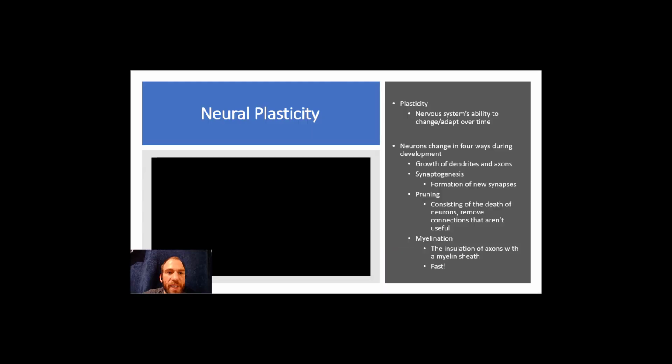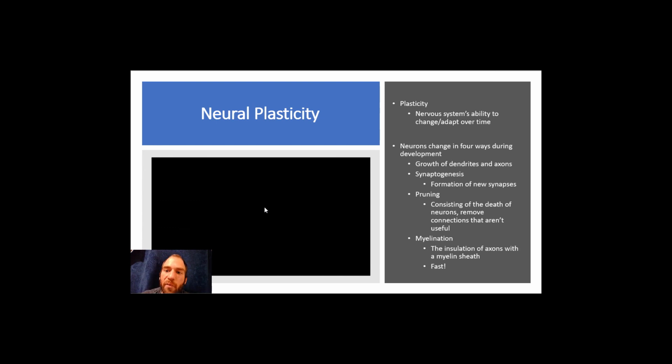Now we're going to move on to neuroplasticity. Neuroplasticity, or plasticity in general, is the nervous system's ability to change and adapt over time. So it's literally plastic. It's able to move. And there's a video here, a YouTube video, in the comments if the embedding's messed up.